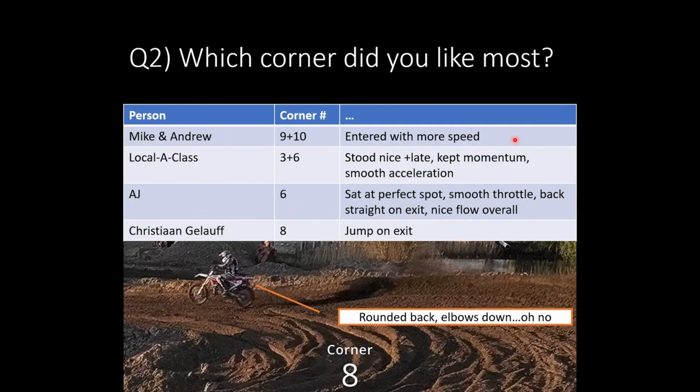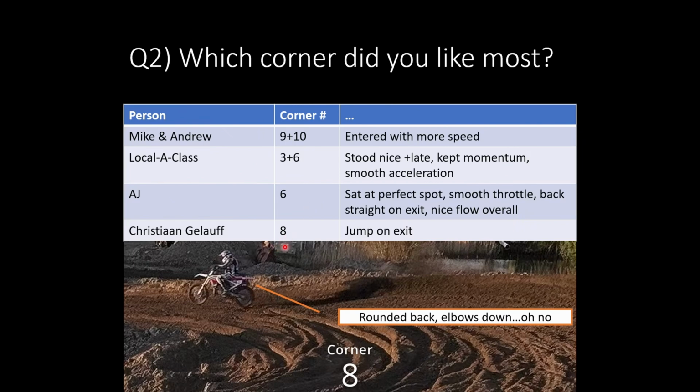Which corner did you like most? Now, Mike and Andrew, 9 plus 10. He said, okay, you entered with more speed. I think it's really a feeling. I did not really investigate it into that because I could with these matrix view now. Local A plus 3 and 6. Stood nice, late, keep momentum, smooth acceleration. AJ was also a fan of 6. I set at the perfect spot, smooth throttle, back straight on exits, nice flow overall.